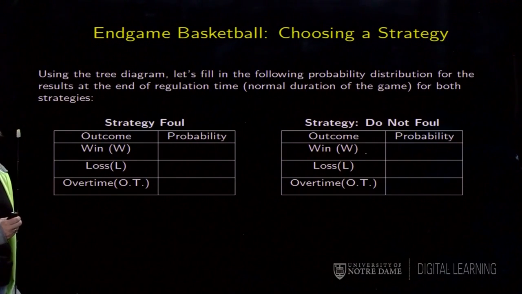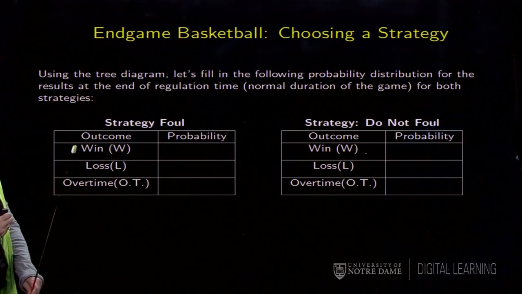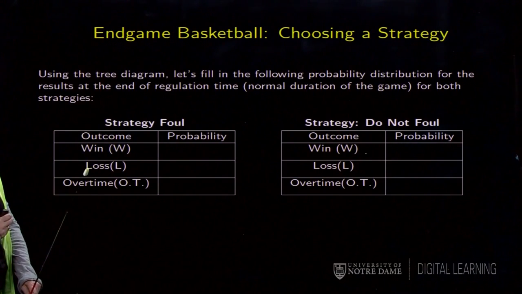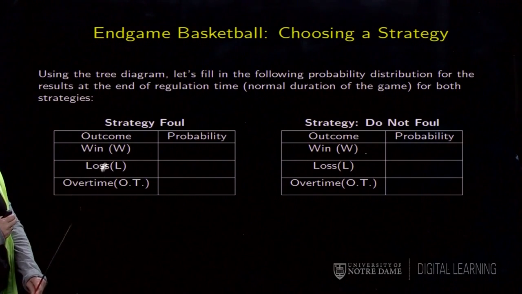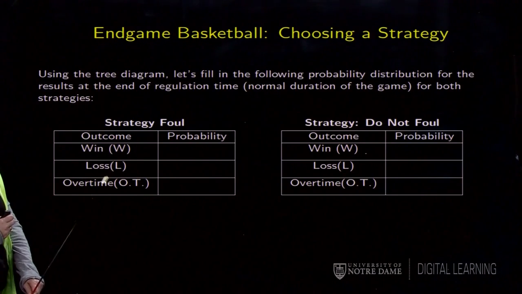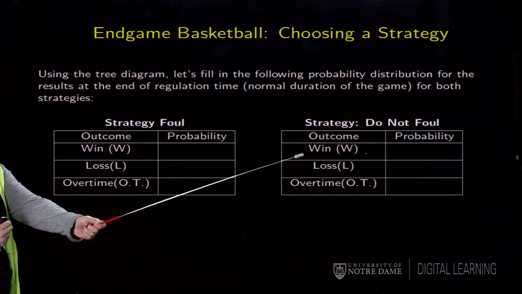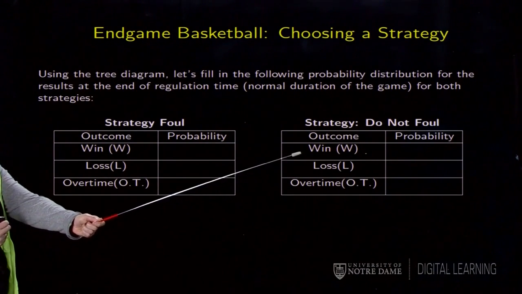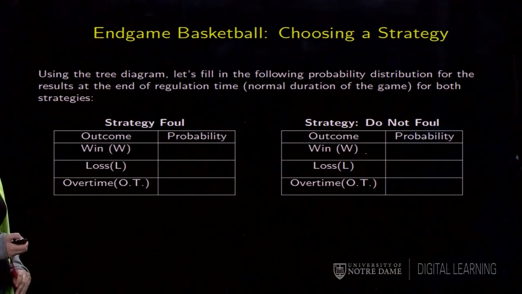And in both cases, we'd like to compare the probability that your team will win to the probability that your team will lose. And here we're going to look at what can happen in regulation time. So you can either win, lose, or go into overtime. And if you choose the strategy not to foul, also three things can happen in regulation time. Either you win, lose, or go into overtime.